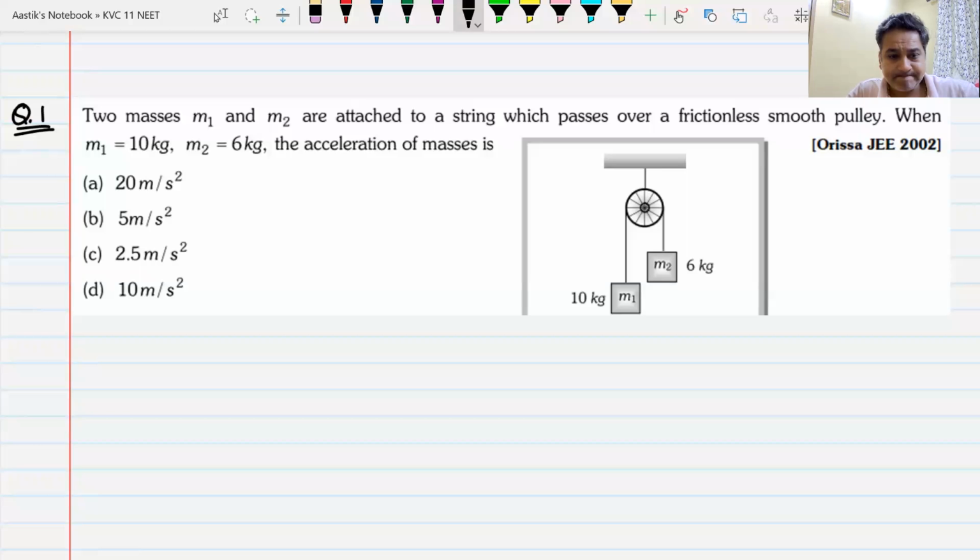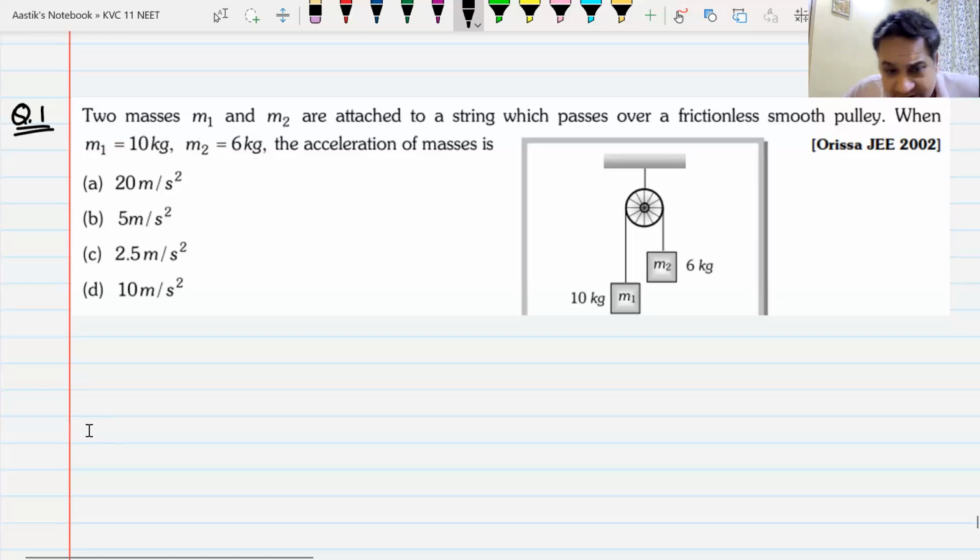A equals M1 minus M2 by M1 plus M2, into g. Yes, you must multiply it by g. Do not leave it at this because you need to multiply it by g. And I hope everyone has got this answer. So I'll quickly move away. Everyone remembers how to do this? It was just a check of whether you remember what we had done in the previous class or not. I guess everyone has understood this.